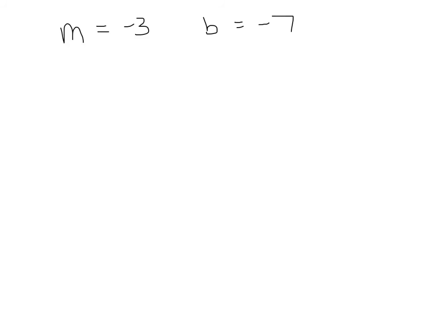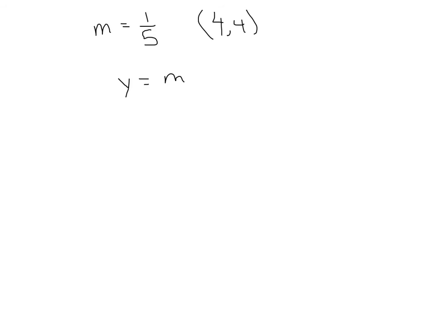Great, you're back. Problem number 1, slope is -3. B is -7. We insert the -3 for M. We insert the -7 for B. Finished. Second problem. Slope is 1/5, and it goes through the point 4, 4. So we'll start with y is equal to mx plus b, and we'll go ahead and put the slope in. Now, we need to find what b is, but we can't do that without first using our point 4, 4. So we'll put 4 in for our x, and we will put 4 in for our y.